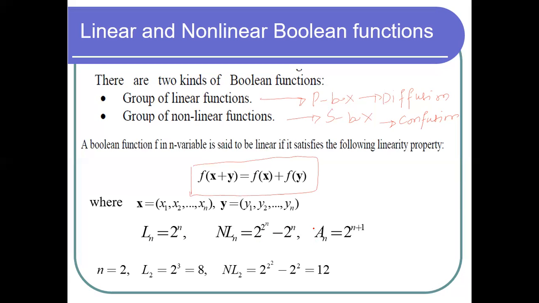So the cardinality of affine functions is 2 to the power n plus 1. If I say n is 2, then the linear ones must be 2. So how many Boolean functions? We have 4 possible Boolean functions. So it should not be 3, it must be 2. So in that case, dear students, the nonlinear Boolean functions are 12 when the number of inputs is 2.